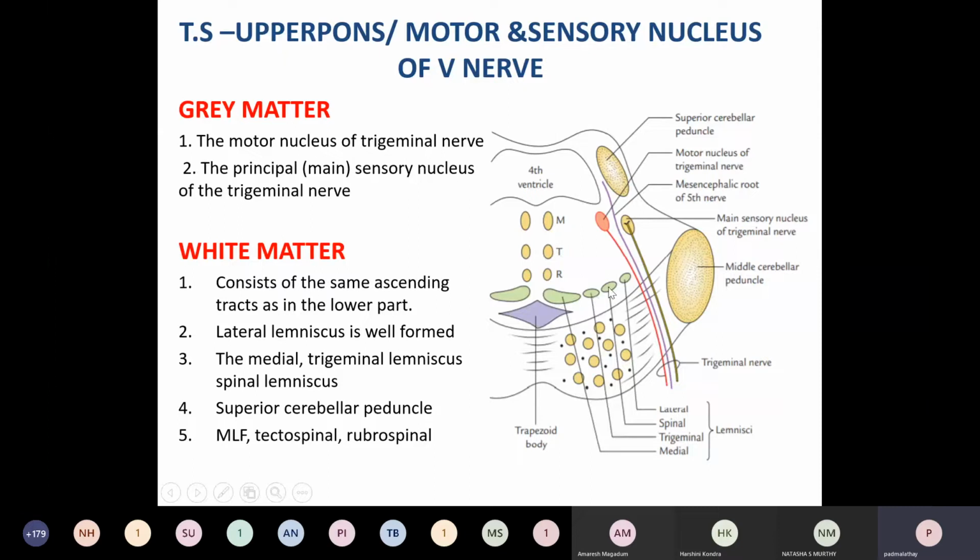So here you can see a series of lemnisci from medial to lateral. MTSL you can remember: medial lemniscus, trigeminal lemniscus, spinal lemniscus and lateral lemniscus.